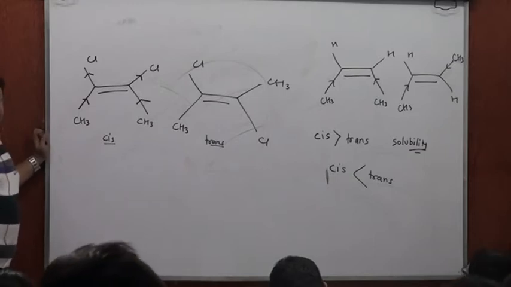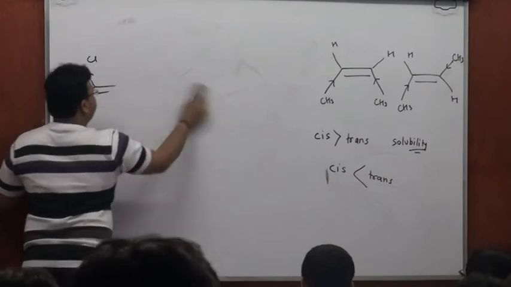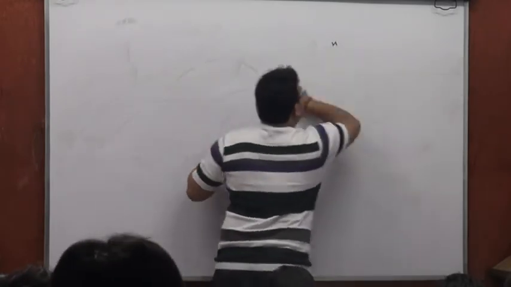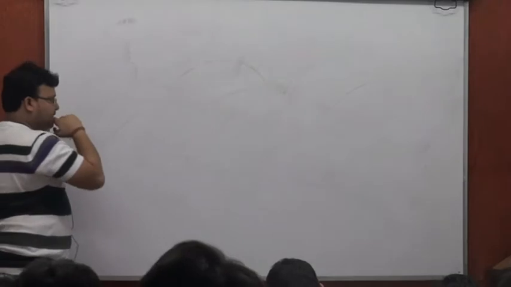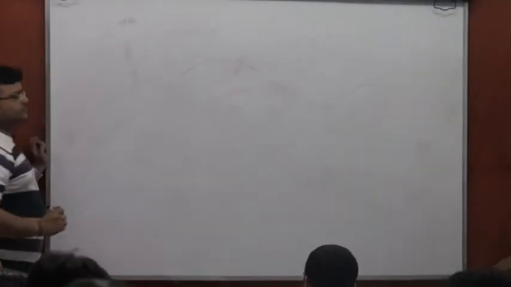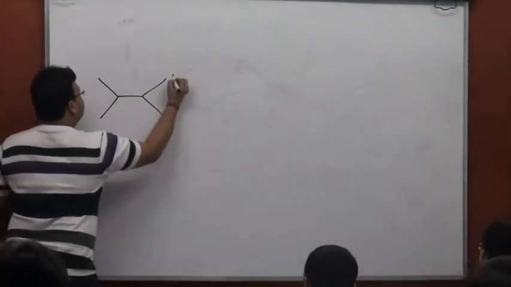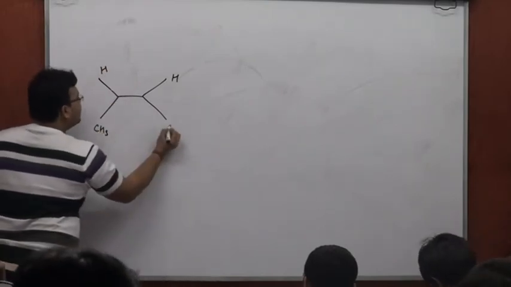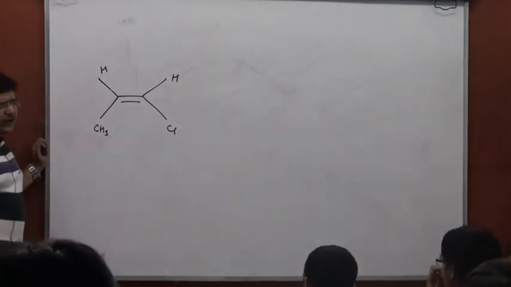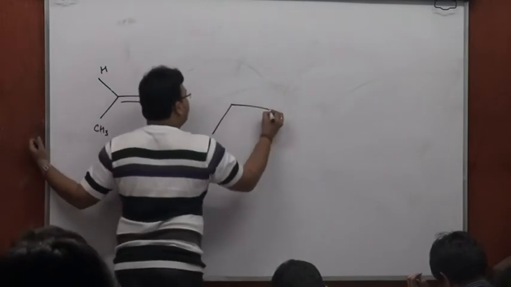I want to draw another structure. Again, I know I can just wipe it this way, but you'll have to put in a little more effort. So, I want to draw a different structure, I'm sorry. Suppose we have a compound like this. Now, this is not butene. This is 1-chloropropene. Fine. These are the two structures.